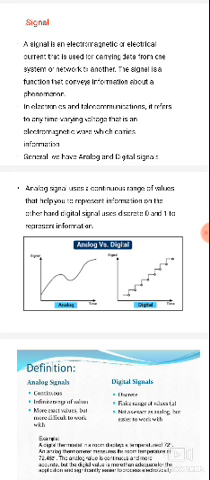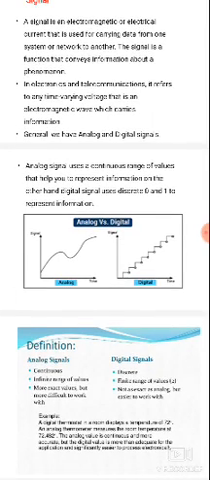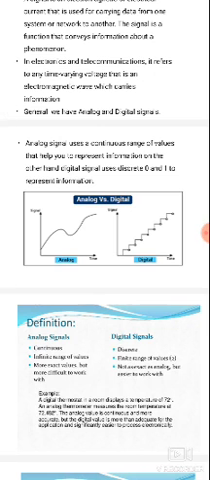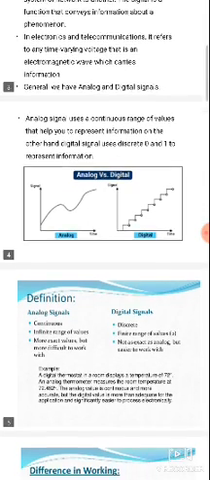In electronics and telecommunications, a signal refers to any time-varying voltage, that is, an electromagnetic wave which carries information. The signal is generally in the form of an analog signal or a digital signal. The information carrier is a time-varying voltage, an electromagnetic wave.